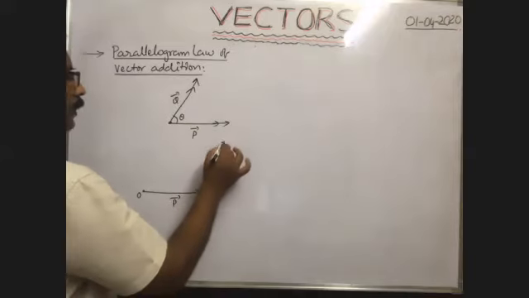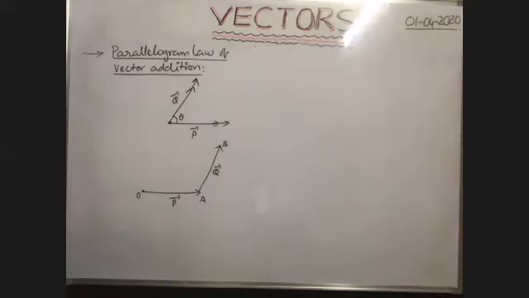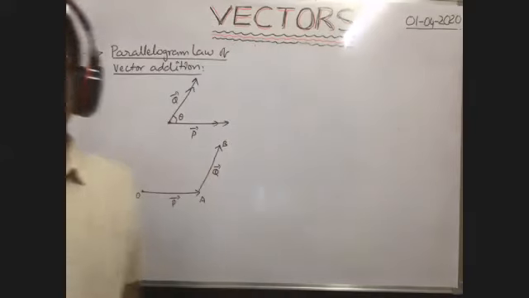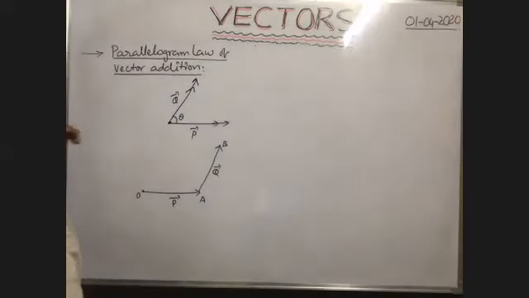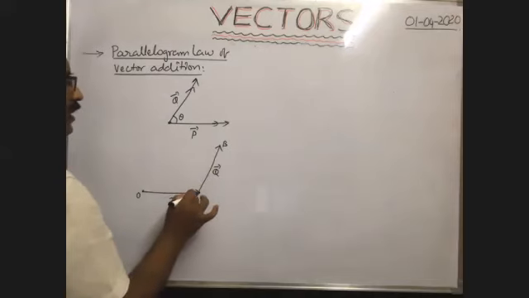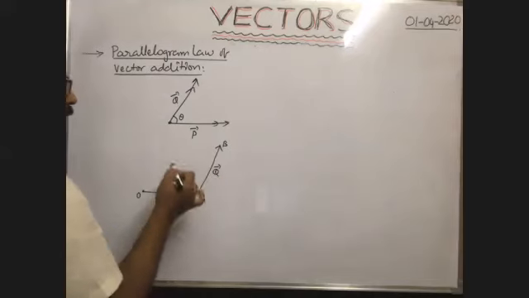It is say B. Now, can we add q bar to p bar or not? Here the initial point of q bar and the final point of p bar are coincident. That's why we can add q bar to p bar.